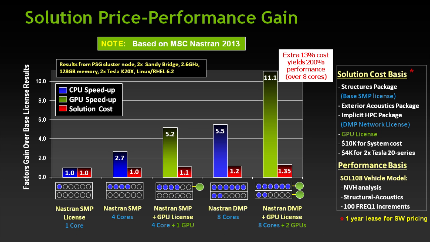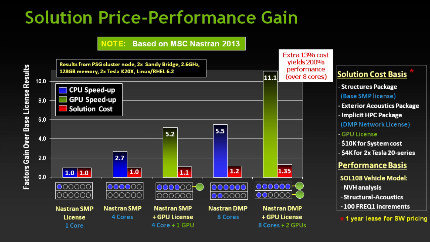the solution cost. I've listed on the right-hand side how the cost basis is computed. It includes both the software cost and the hardware cost. The software licensing includes the SMP license, the exterior acoustics package, and the implicit HPC package that's required for the DNP runs. And it also includes the GPU licensing. One thing that I'd like to highlight here, MSC Software has put in a very attractive licensing scheme for the GPUs. And I've also included the hardware cost in terms of the hardware node and 2 GPUs, each roughly costing about $2K.